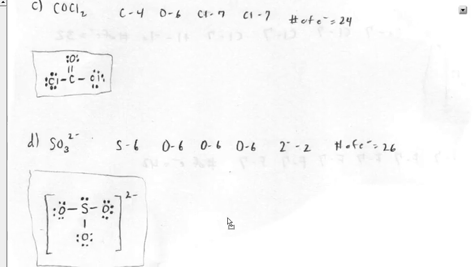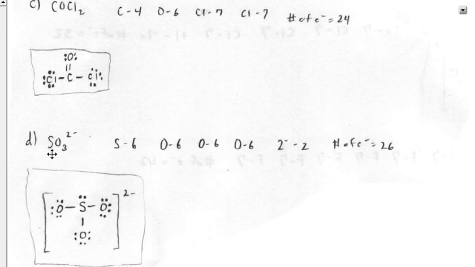Take a look at D as well. SO3 2 minus works out in this way. The 2 minus adds extra electrons, so the 2 minus gives you 2 more electrons, a total of 26 electrons.